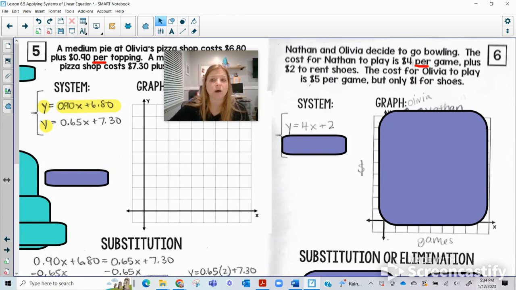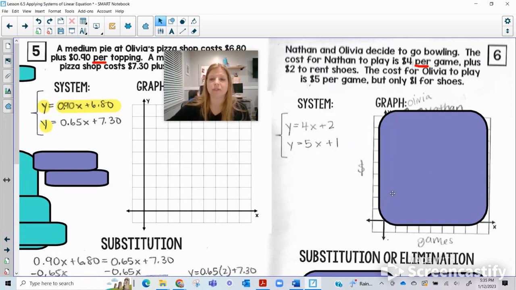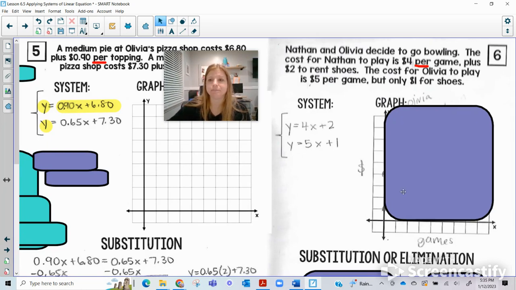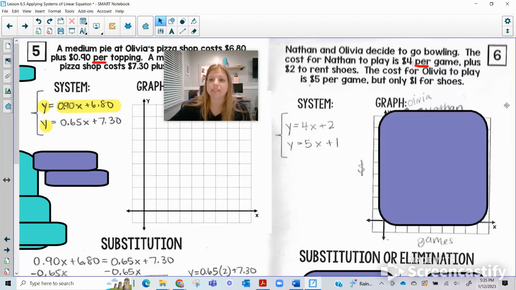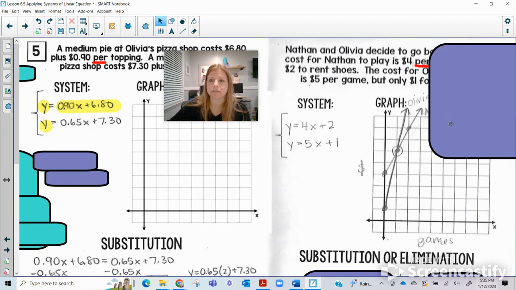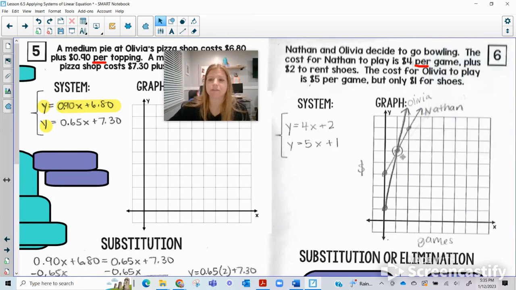Whereas Olivia's cost, because she's younger, let's say, so the prices are different, it's $5 per game. It's more expensive for her to play, but it's only $1 for the shoes. So Olivia's equation would look like y equals 5x plus 1. I do have a graph here. So if you want to graph on your own before pressing play and seeing what my graph looks like, go for it, take a moment. Otherwise, this is what the two graphs would look like.